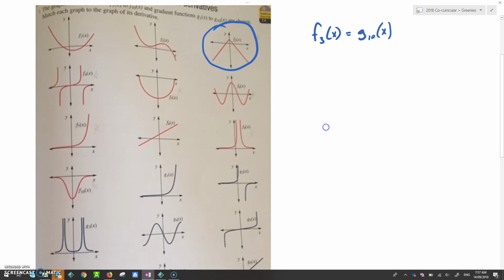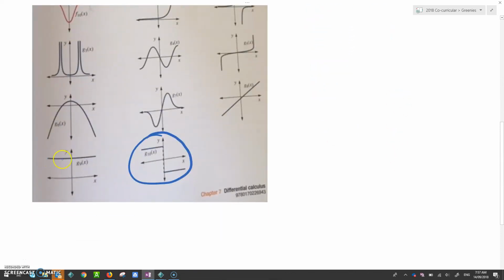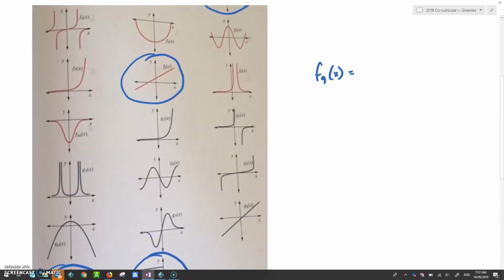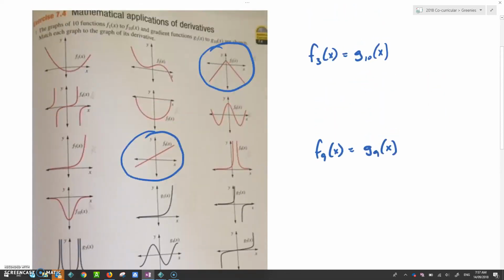And there's another one here with a constant gradient, so let's get that one out of the way. Is that f9 of x? A constant gradient is going to match up with a gradient that never changes, just a horizontal line. So f9 matches g9 of x. Okay, well, they were fairly easy.